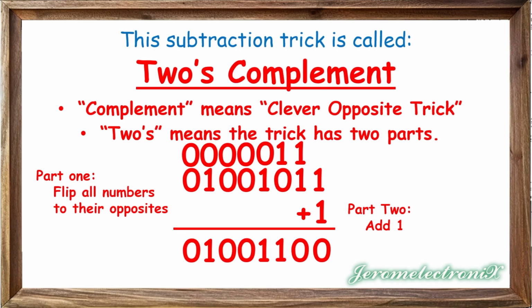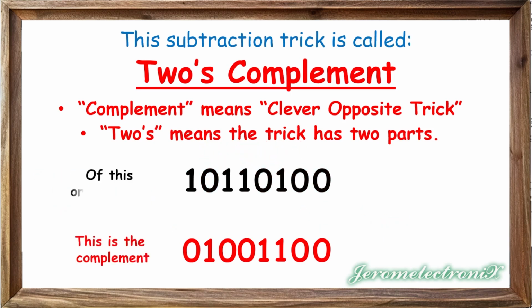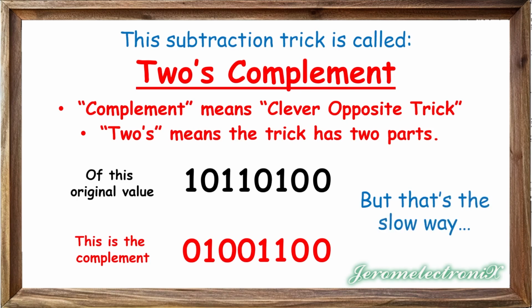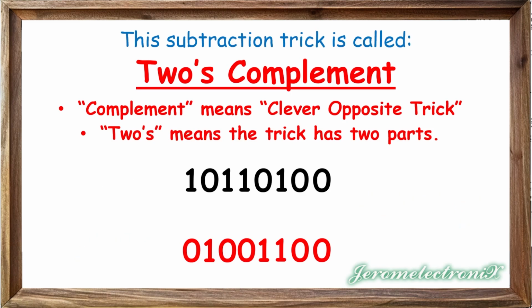Okay, that's 2's complement. That is how you 2's complement to find the opposite or complement of a number. Okay. This is the complement of this original value. But what I've just showed you really is the slow way to do this. So let's learn the fast way to 2's complement.